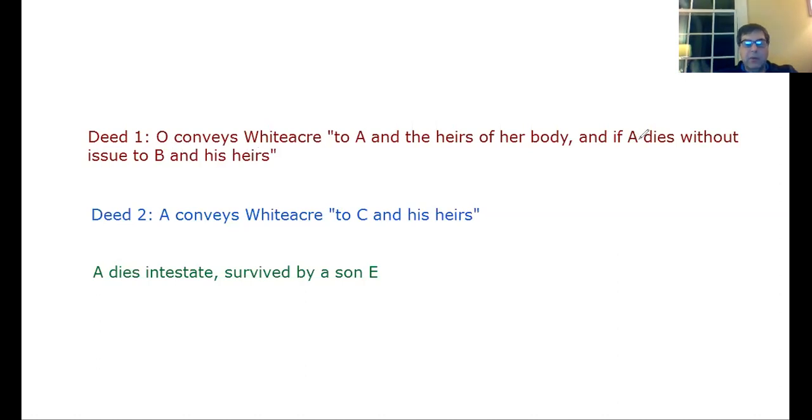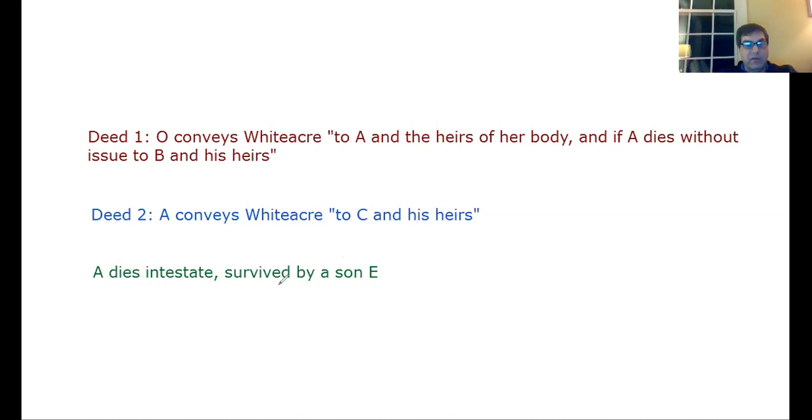And so when A dies, that's the only time that we care whether A has issue or has descendants or not. If A is survived by issue at his death, then B's future interest, the executory interest, is eliminated. And so when A dies intestate survived by a son E, then C's fee simple subject to executory limitation becomes a fee simple absolute. B's future interest disappears in a category 2 jurisdiction.